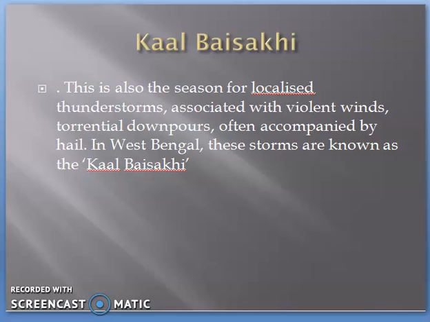Kal Boishakhi is a local phenomenon. We can say Kal Boishakhi is a seasonal phenomenon, a localized thunderstorm with violent winds, torrential downpours, and often hail also. This Kal Boishakhi is a kind of storm that occurs in West Bengal. In the local language of West Bengal, we say Kal Boishakhi. And this Kal Boishakhi is known by different names in different states.